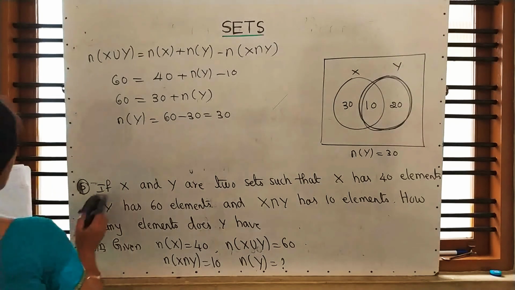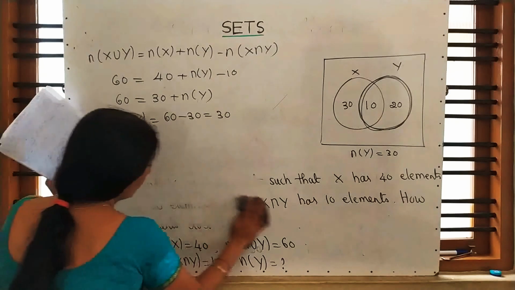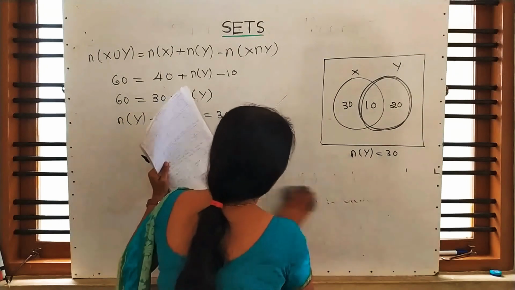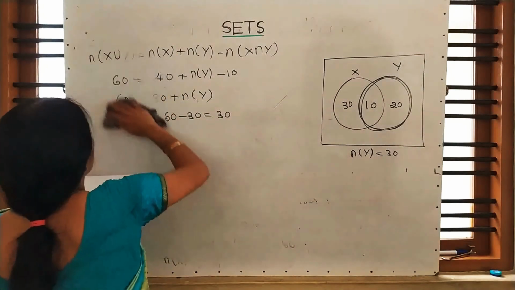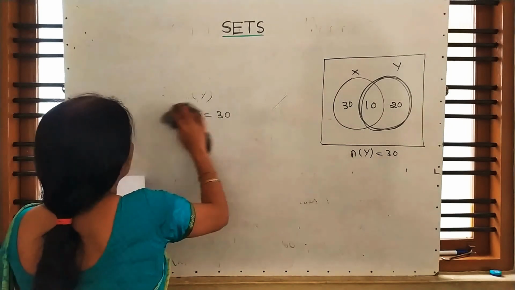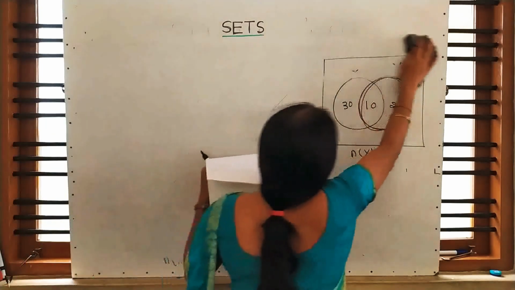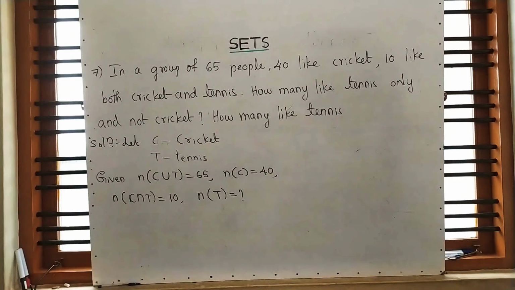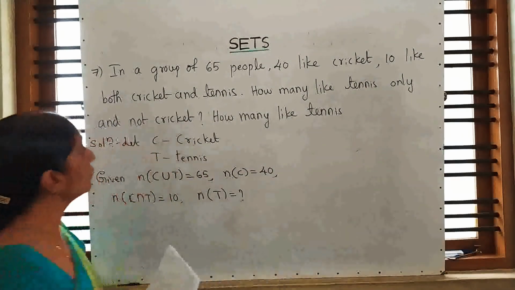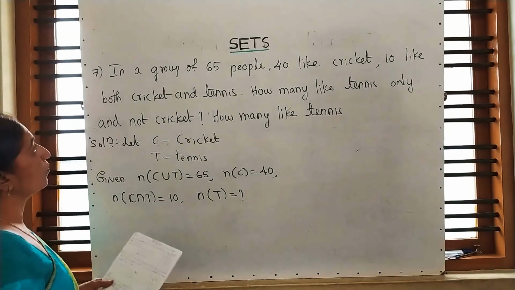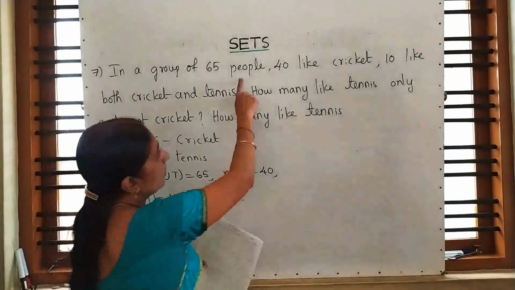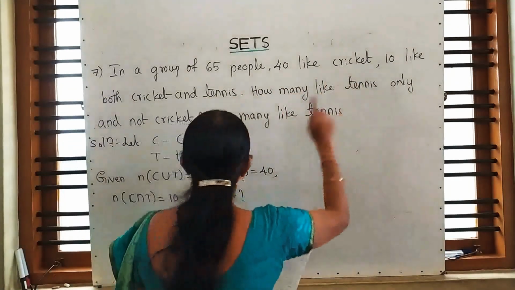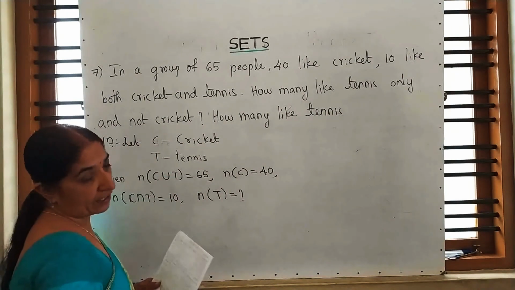Now moving to the next question. Sixth I gave as a homework. Now I am moving to the 7th one. Students, moving to the next question, that is the 7th one in exercise 1.6. In a group of 65 people, 40 like cricket, 10 like both cricket and tennis. How many like tennis only and not cricket? How many like tennis? This is the question.